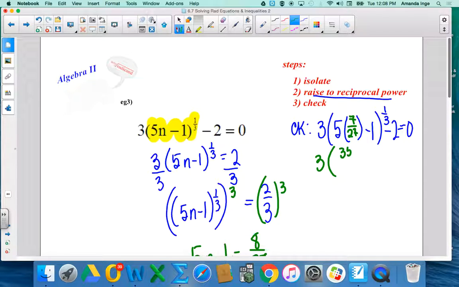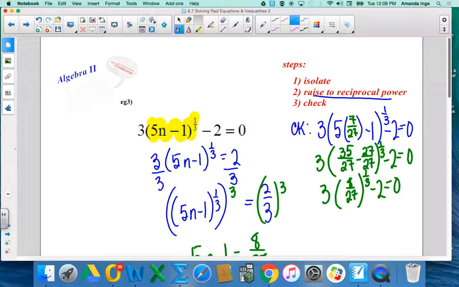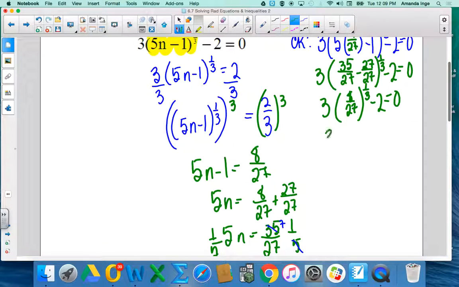We have 35 over 27 minus 27 over 27. The 1/3 power minus 2 equals 0. So that's 8 over 27. The 1/3 power minus 2. The cube root of that is 2/3. These cancel. And 0 equals 0. I hope y'all are taking my examples, but you can go back and watch it on the video.